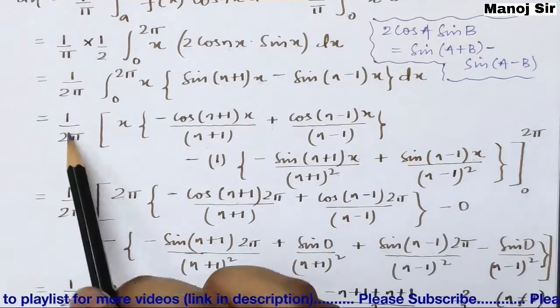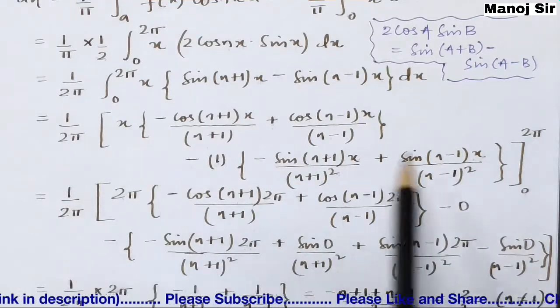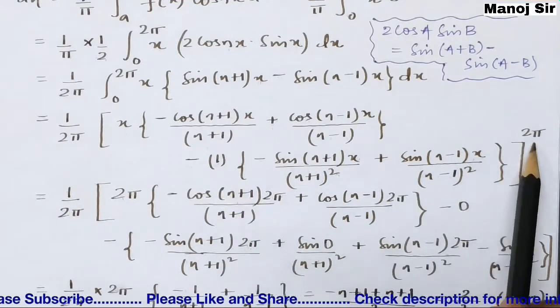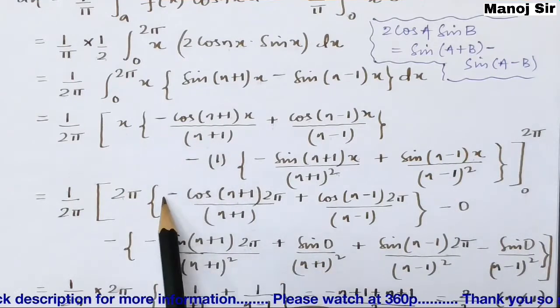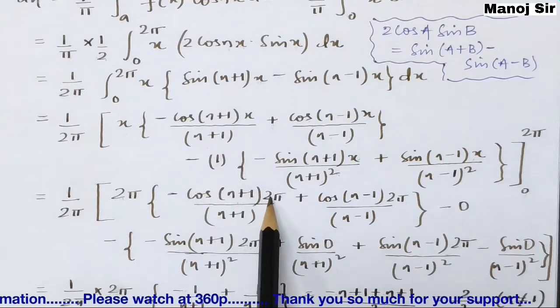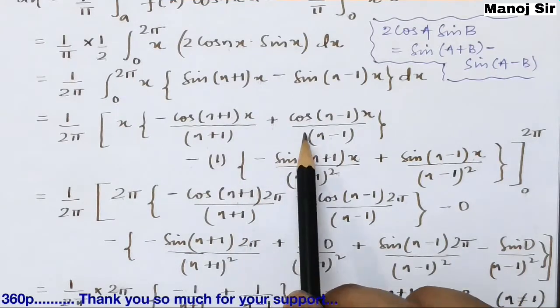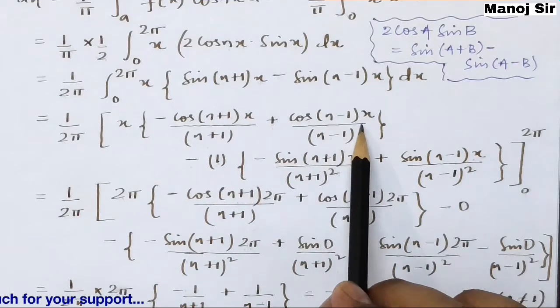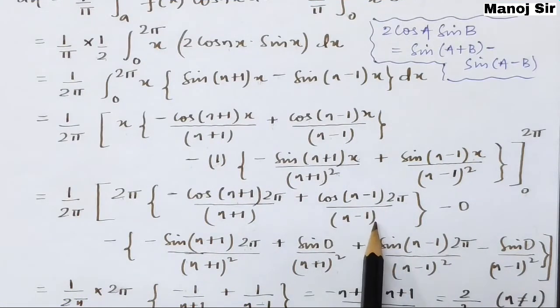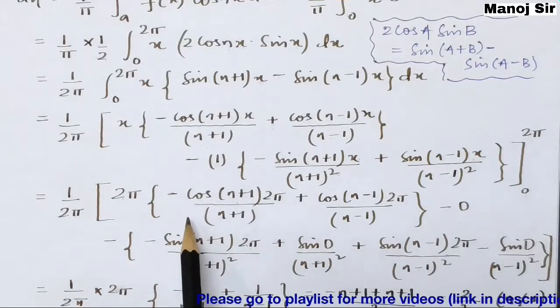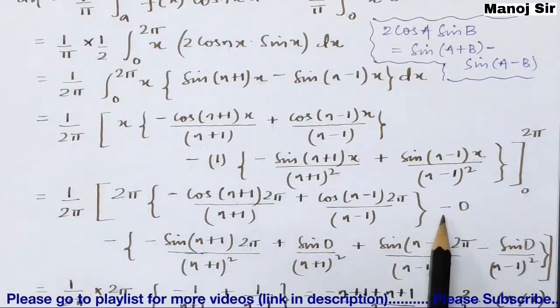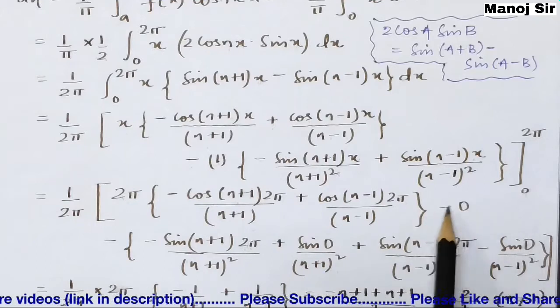Simply put the upper limit. Here we have 1 upon 2 pi, no need to change this. If you put x equals 2 pi, here again you can see minus cos of (n plus 1) into 2 pi upon n plus 1. Here we have cos of (n minus 1) into 2 pi upon n minus 1. Now if you put lower limit as 0, the upper limit is positive, then the lower limit would be negative. Here it is 0.